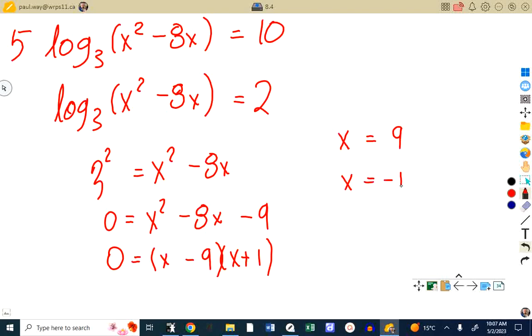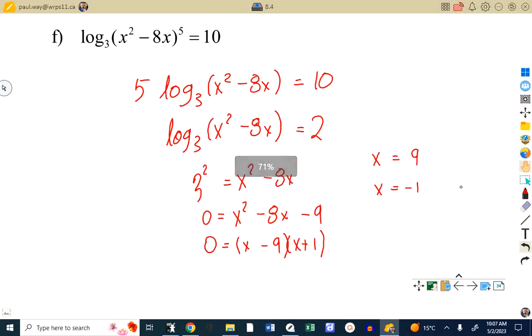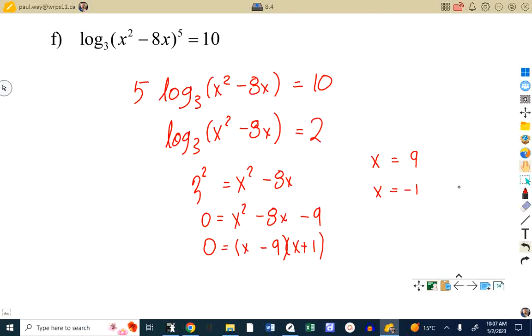Now, you'll notice here that I didn't talk about the restrictions. The reason I did not talk about the restrictions in this is because the argument is at least quadratic. Even after we move that 5 down, the argument is quadratic, and I told you that you're not expected to be able to find the restrictions for a quadratic argument. So what we're going to do here is put 9 in here. You're going to take 9 squared and subtract 8 times 9 and see if you get a positive number. Then you're going to do the same thing with negative 1.